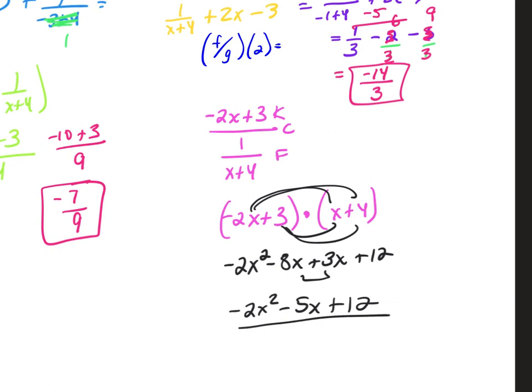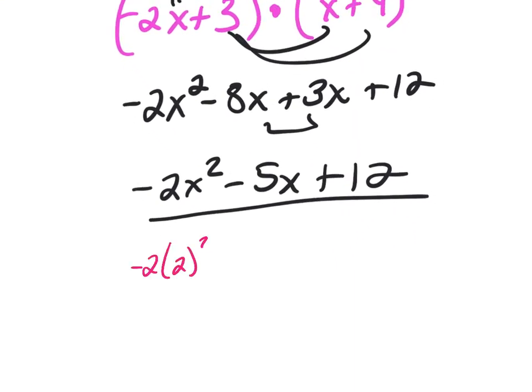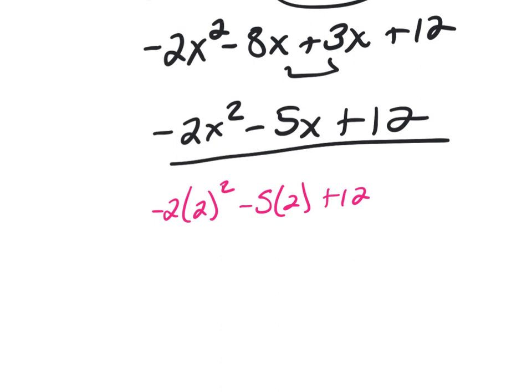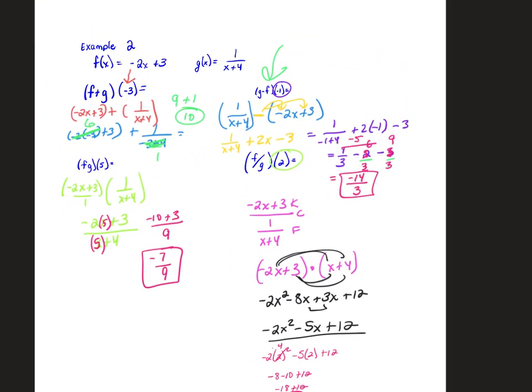What are they asking me to do with the 2? I'm going to plug it in. Everywhere I see what? An x. So this becomes negative 2 times 2 squared minus 5 times 2 plus 12. And now we just simplify. 2 squared is 4, and negative 4 times 2 is negative 8. Negative 5 times 2 is negative 10 plus 12. Negative 8, negative 10 is negative 18 plus 12. So that becomes what? Negative 6.